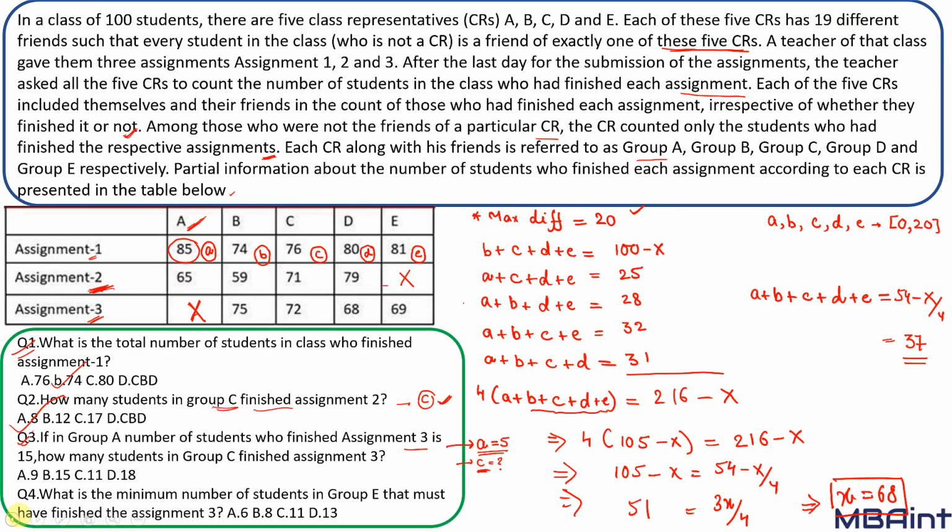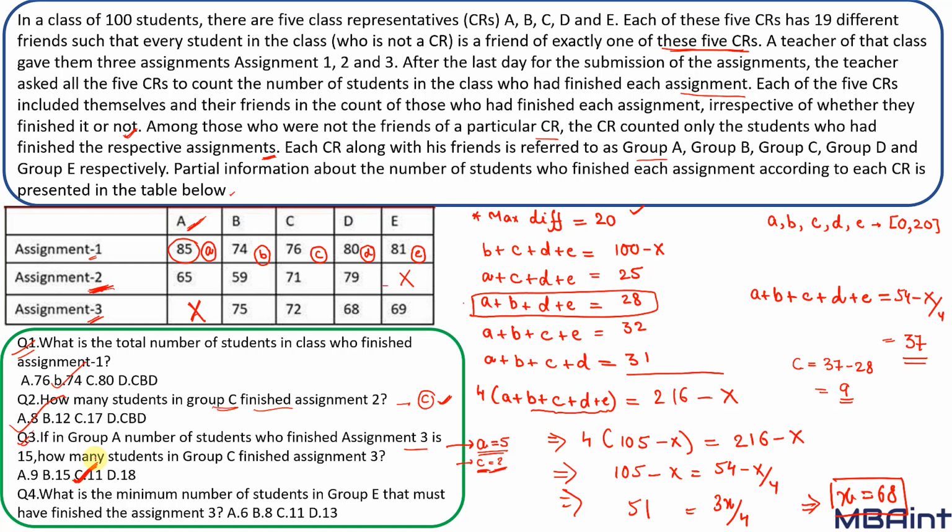37 students have not finished the assignment, and we need to find the value of C. Now in order to find the value of C, I can use this and then I can get C. C would be 37 minus 28. 37 minus 28 makes it 9. It means that 9 students in group C have not finished the assignment. Then 11 students must have finished the assignment, because in each group 20 students are there.